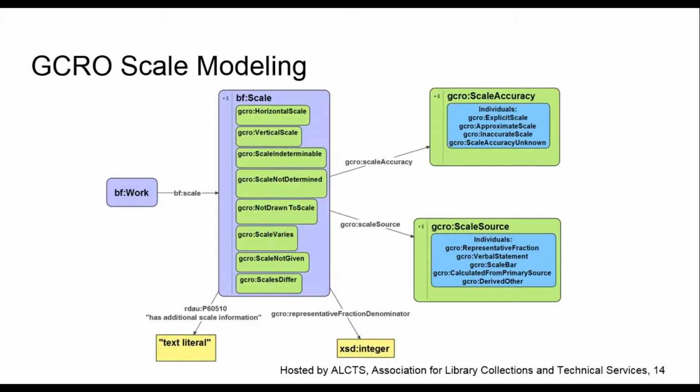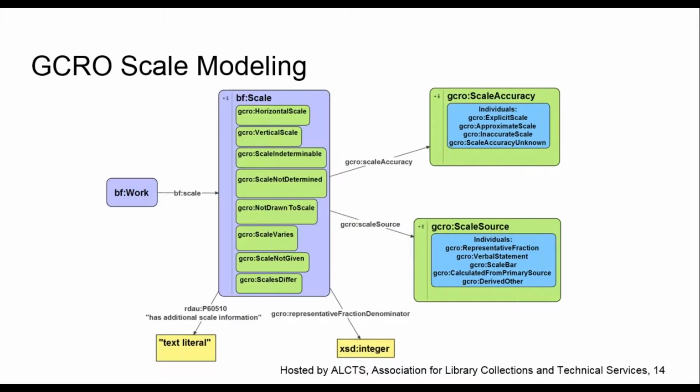Additionally, we decided to add another property around the source of the scale. So the GCRO scale source, you're able to assert whether you've determined the scale by using the representative fraction, using a verbal statement, using a scale bar, or if it was calculated from the primary source in some other way. So in this way, it takes out some of the interpretation that is a vestige of punctuation, and turns these into objects.